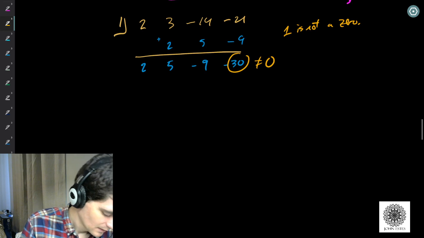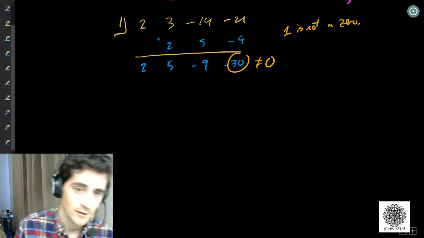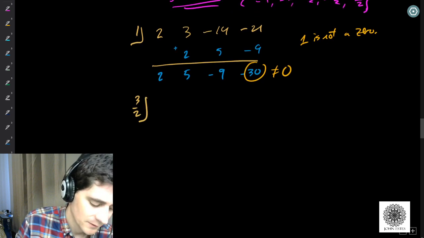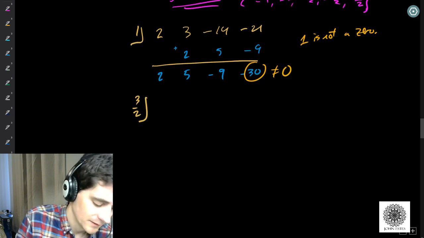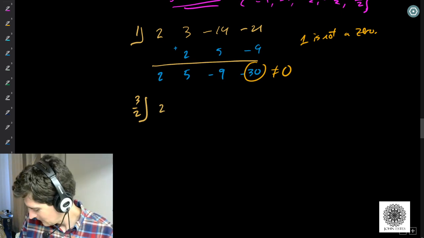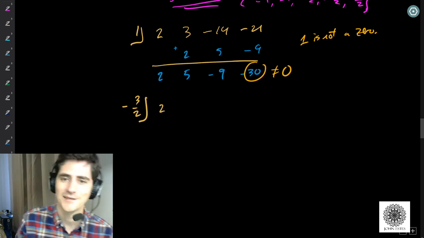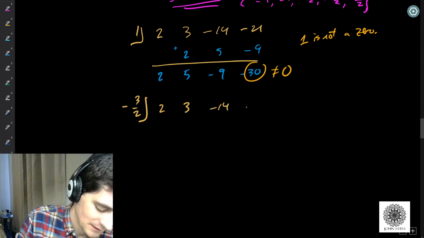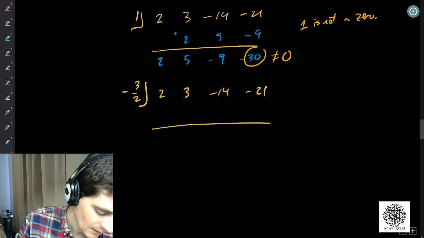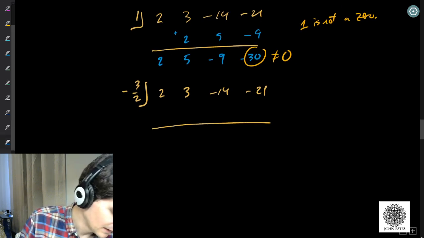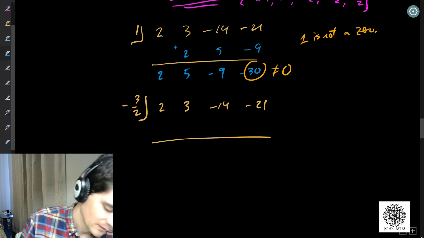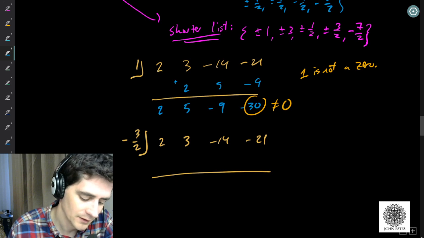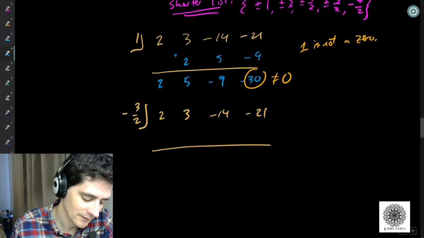All right, let me think if I can think of a good candidate to try. I know. Let's try 3 halves. That seems reasonable. I'm kind of skipping ahead in the list. Actually, let's try negative 3 halves. I'm cheating a little bit. So here we get 2, 3, negative 14, negative 21. And in real life, you'd have to test these out. But I'm looking ahead just for the sake of time. We could easily check 1, negative 1, etc. down the list until we get to negative 3 halves.